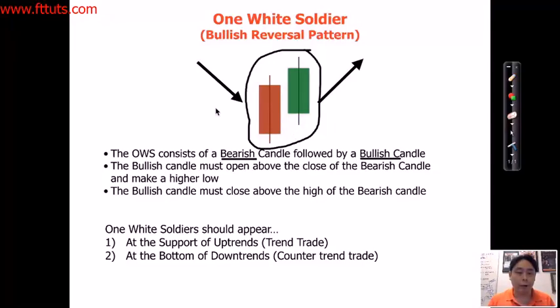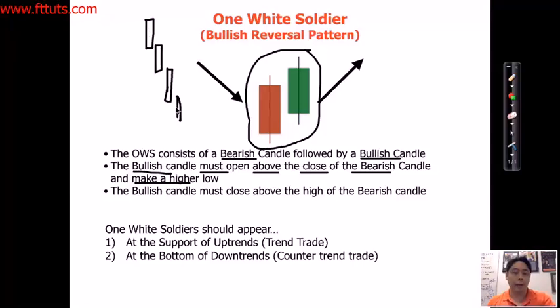Now, here are a few rules, all right? The bullish candle must open above the close of the bearish candle and make a higher low, all right? So what you want to see is, again, this has to appear after a series of bearish candles. So what you want to see is bearish candles coming down, like so, right? So coming down, and at the end of that series of bearish candles coming down, first thing that should appear is the last bearish candle, right? So these are bearish candles, and you have one final bearish candle. So that is known as the swing low candle, right? Because it's at the lowest point.